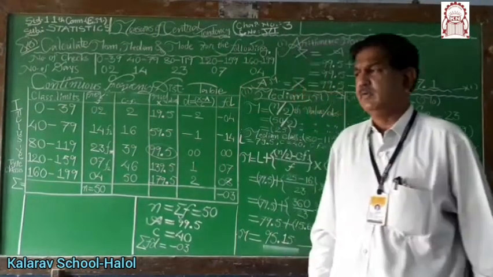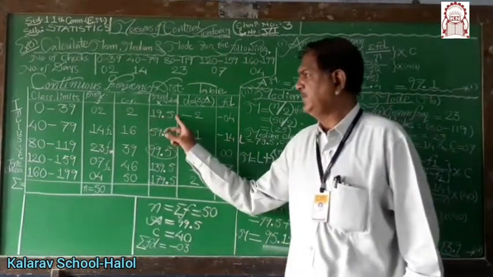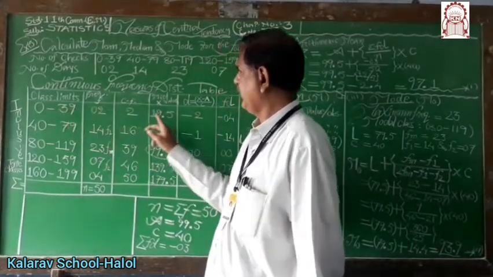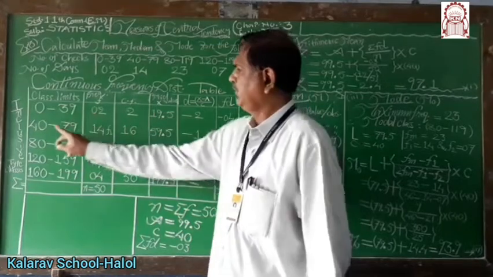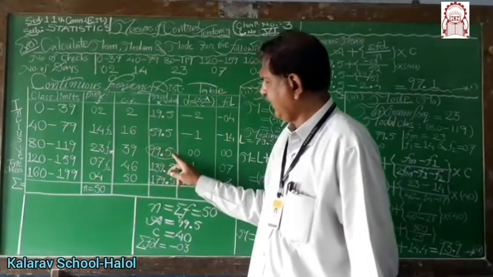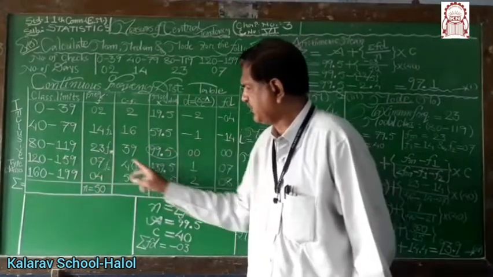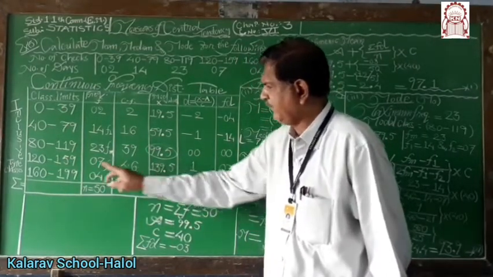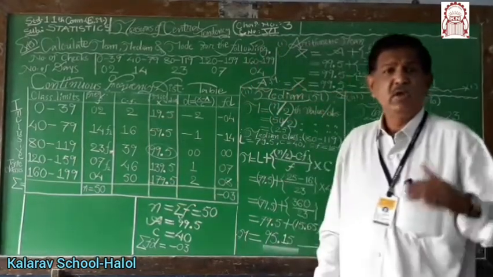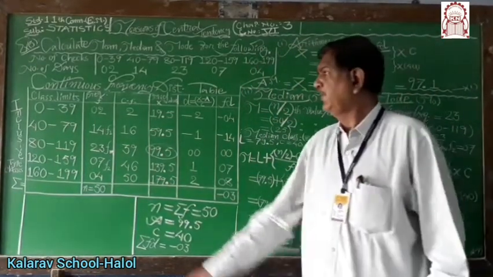Then the mid value. Mid value means upper limit plus lower limit by 2. 0 plus 39, 39 by 2, 19.5. Then 59.5, 99.5, for this class 139.5, and for the last one 179.5. Now assume any one value from the mid values.